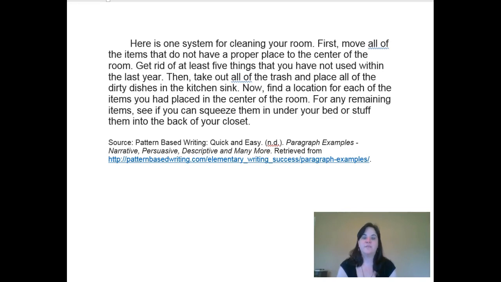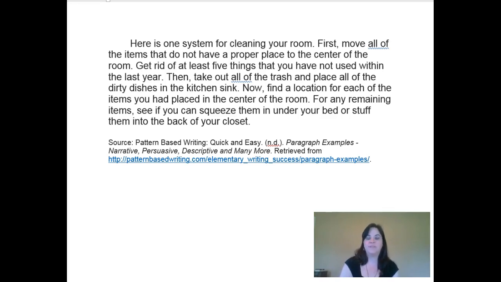Here's a second example of an informative paragraph. Here is one system for cleaning your room. First, move all of the items that do not have a proper place to the center of the room. Get rid of at least 5 things that you have not used within the last year. Then, take out all of the trash and place all of the dirty dishes in the kitchen sink. Now, find a location for each of the items you placed in the center of the room. For any remaining items, see if you can squeeze them in under your bed or stuff them to the back of your closet.